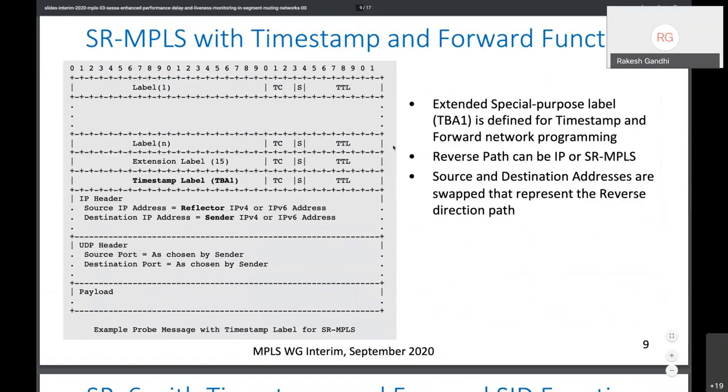So this is achieved for SR MPLS using the timestamp label, a special purpose timestamp label, which is used for timestamp and forward network programming in SR MPLS. In the inner IP header, the addresses are swapped, so it will come back to the source who sends the message once the MPLS header is removed by the reflector node. And next slide, please.